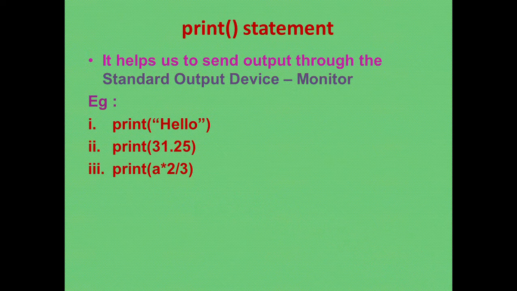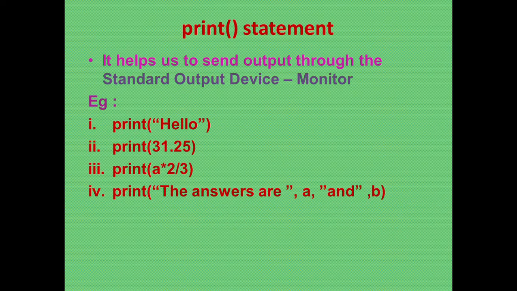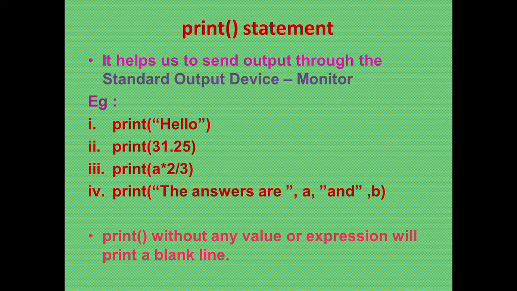Here print of an expression is given, so the expression will be evaluated and the result is printed on the screen. And if you see this print statement, the answers are given within double quotes, A without double quotes and within double quotes, B without any double quotes. So whatever is given in the double quotes will be printed as it is, and the values of A and B will get printed. So if we give a plain print statement like this, it will print a blank line.